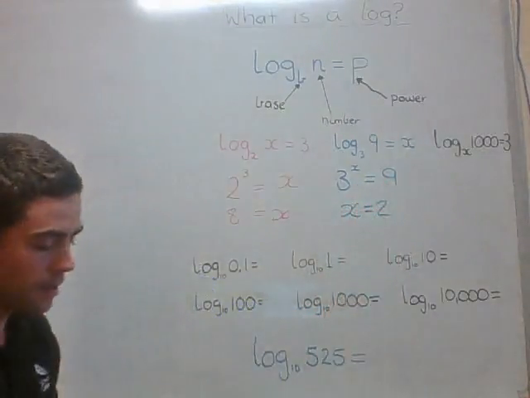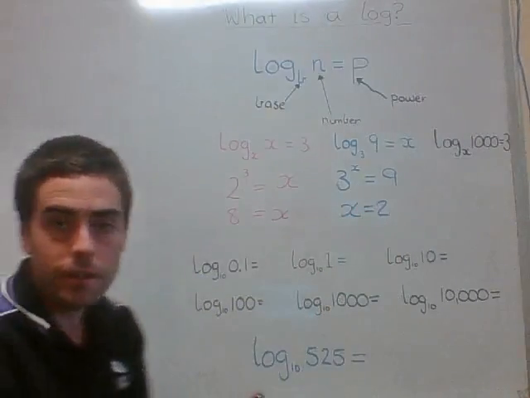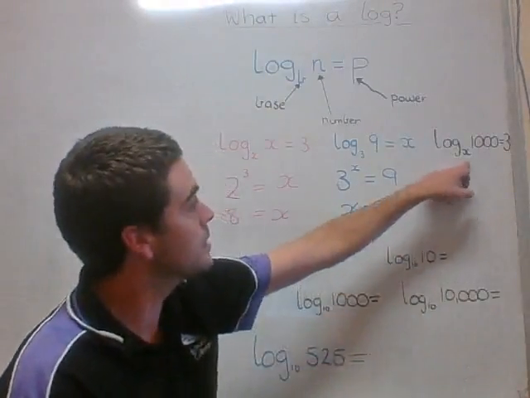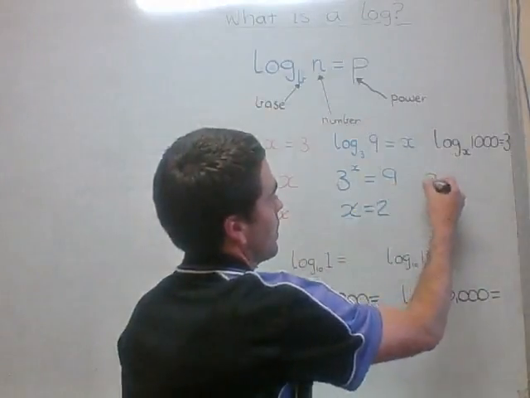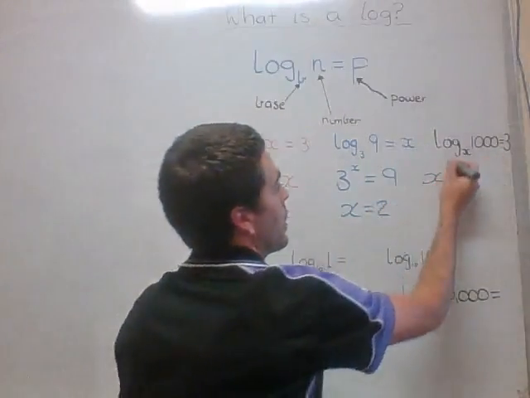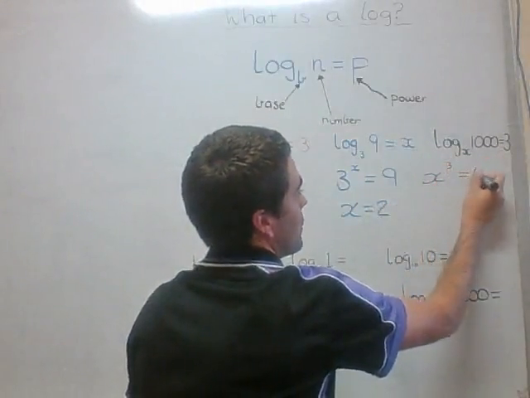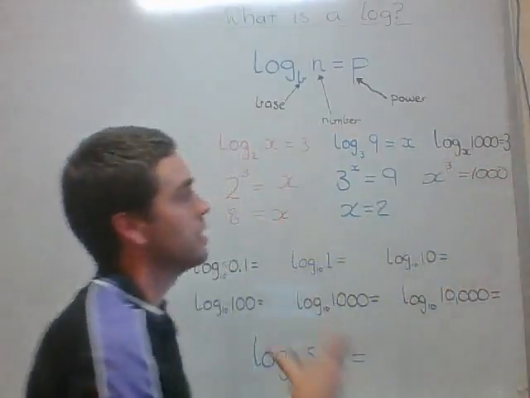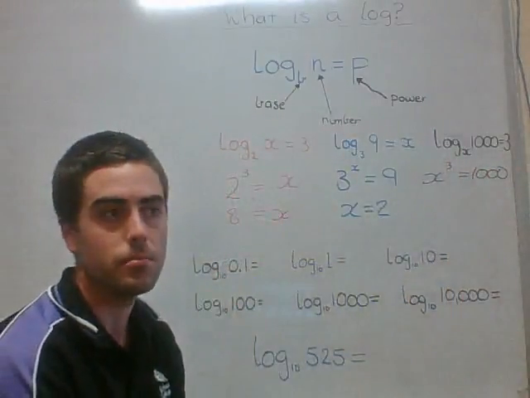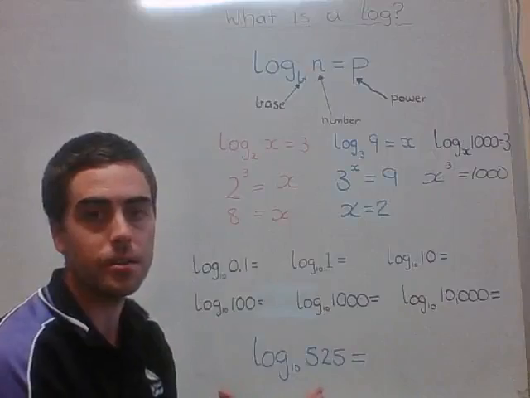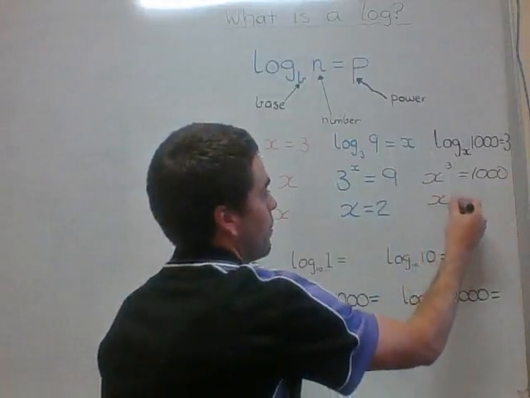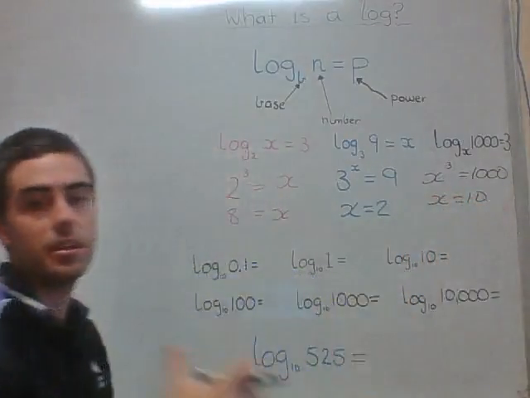In the final example, we've got our x as our base. So x, my power is 3, equals 1,000. So what this one's asking is something cubed is 1,000. So something times by itself 3 times is 1,000. We know that that number must be 10. 10 times 10 times 10 gives 1,000.